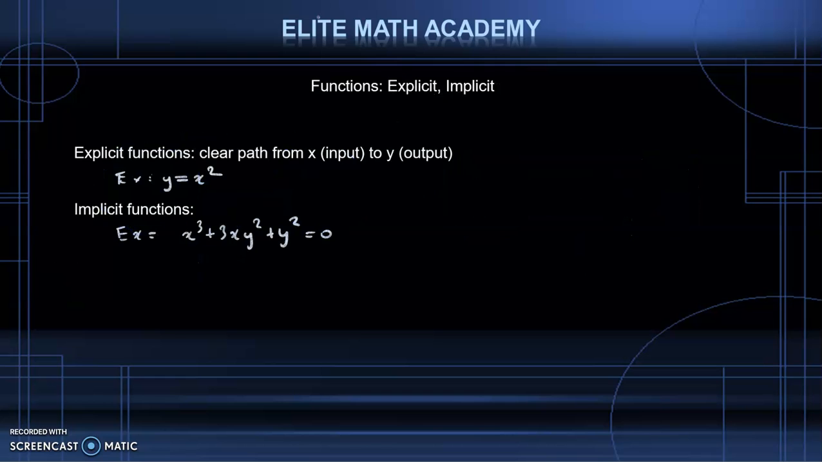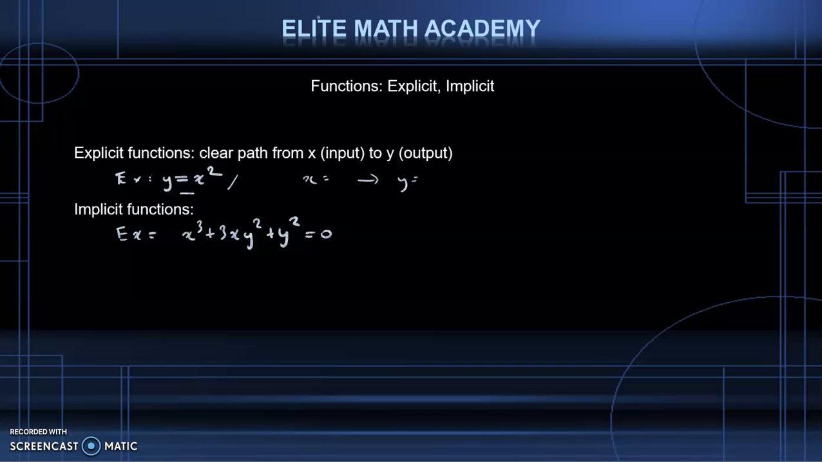Now let's take a look at the explicit and implicit functions. Explicit functions have a clear path from x input to y output. A good example is y = x². For any x values, we can clearly find what y is by using the function.